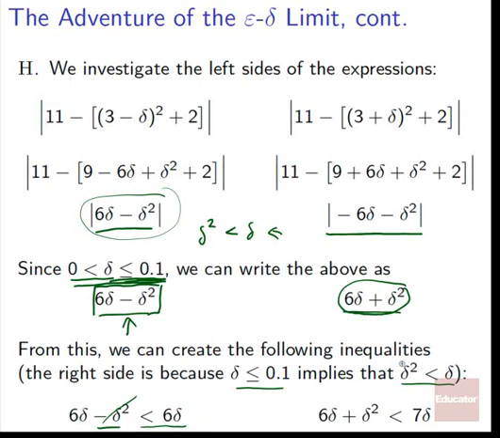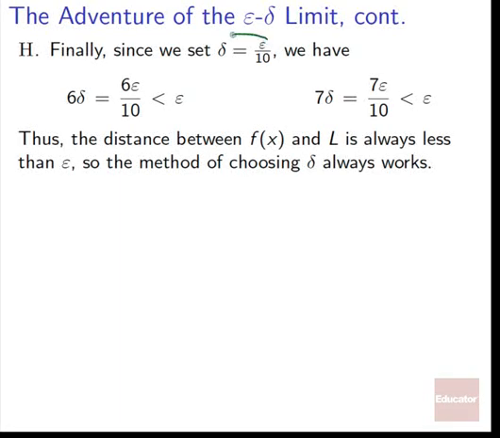Furthermore, since delta squared is less than delta, we have that 6 delta plus delta squared is less than 6 delta plus delta, which is the same thing as 7 delta. So we now know that 6 delta plus delta squared is less than 7 delta. At this point, we can use our delta equals epsilon over 10 that we originally set, and we have 6 delta is equal to 6 epsilon over 10. Remember, that's less than the most extreme value, and 6 epsilon over 10 is clearly less than epsilon.